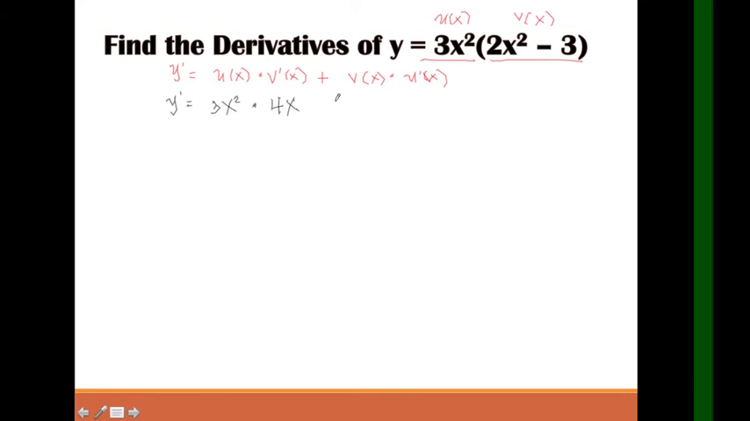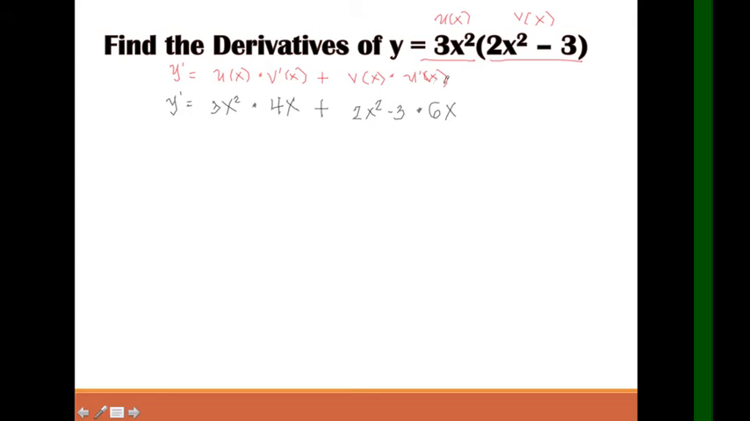2 times 2 is 4. 2 minus 1 is 1. That's x. This is constant, so it's equal to 0. Plus, we have this one. So v of x is 2x squared minus 3 times the derivative of u of x, which is 2 times 3 is 6x. 2 minus 1 is 1.